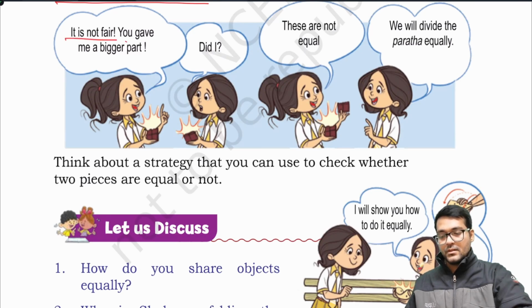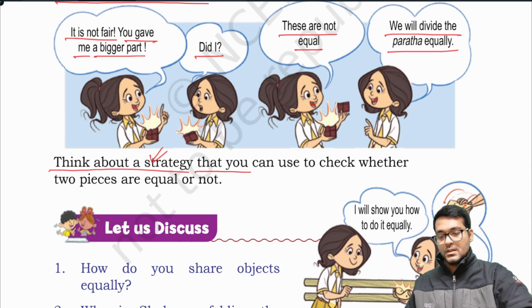"It is not fair. You gave me a bigger part. You can see it here." "Did I?" "These are not equal. We will divide the paratha equally." Think about the strategy that you can use to check whether two pieces are equal or not.